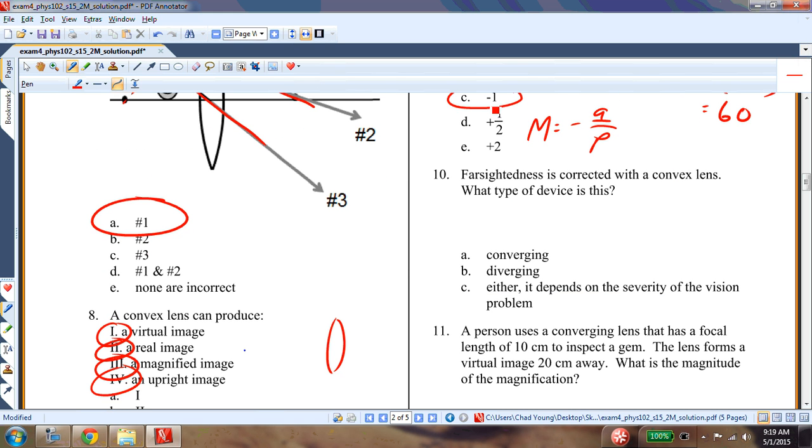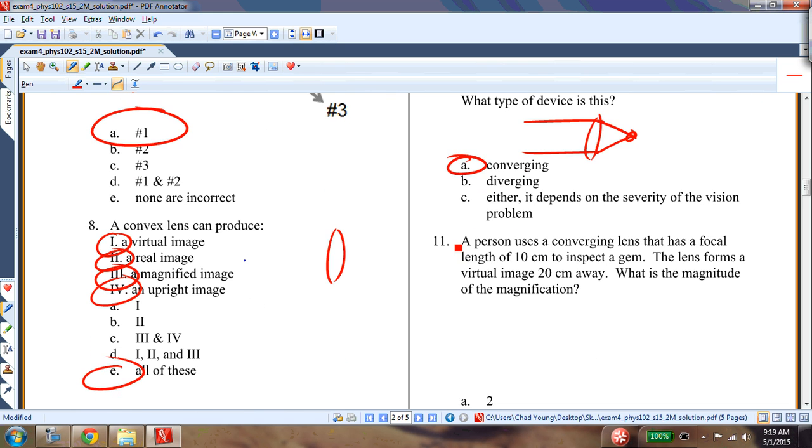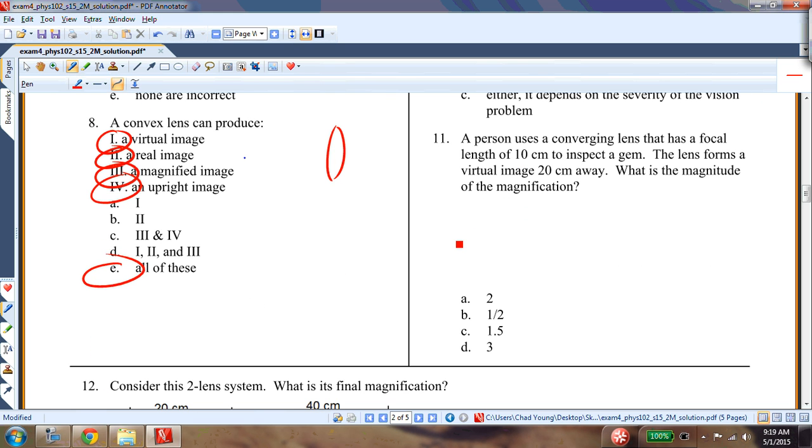What type of device is this? A convex lens looks like this. It causes rays to converge, so it's a converging device. A person uses a converging lens that has a focal length of 10 centimeters. F is equal to 10. The lens forms a virtual image 20 centimeters away. So Q is equal to negative 20.